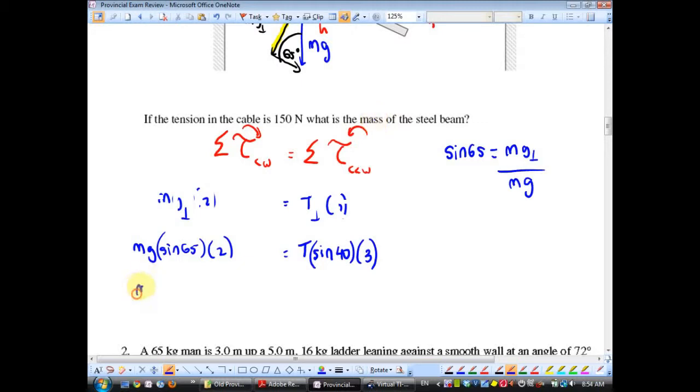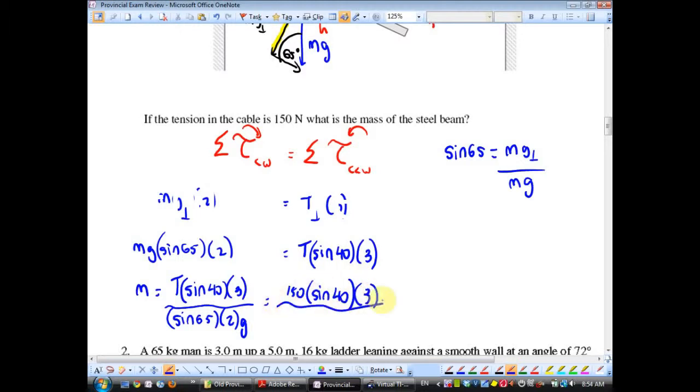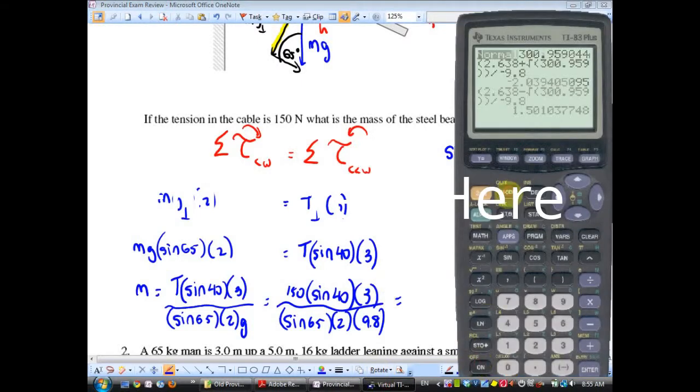So it looks like here the mass is going to be the tension times the sine of 40 times 3 divided by the sine of 65 times 2. Tension was 150 times g. Tension was 150. Sine 40, 3 divided by sine 65 times 2 times 9.8. Don't need to do negative 9.8. We took care of the negatives in our torques. Make sure I'm in degrees. I am.